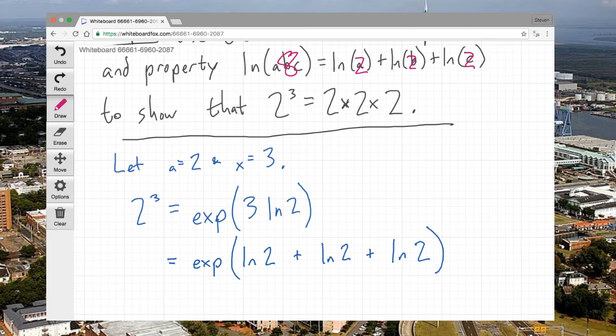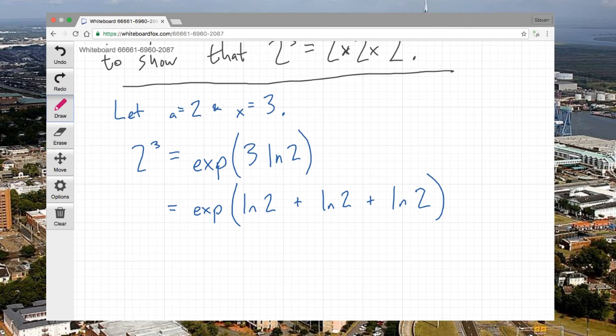So what can I do now? Well, that's just the exponential function of the natural log of 8.